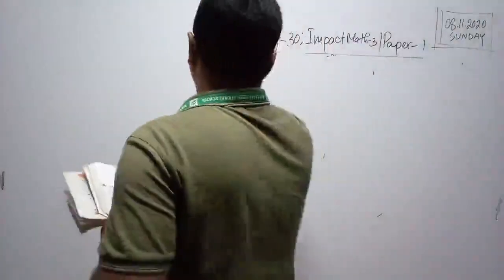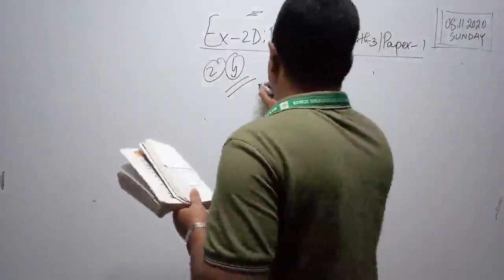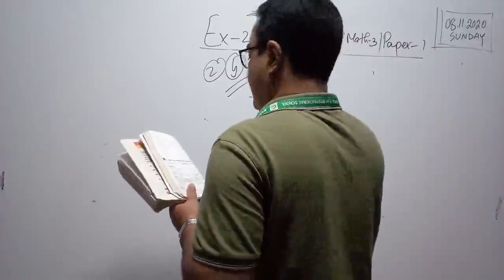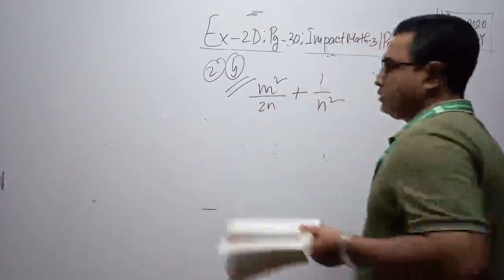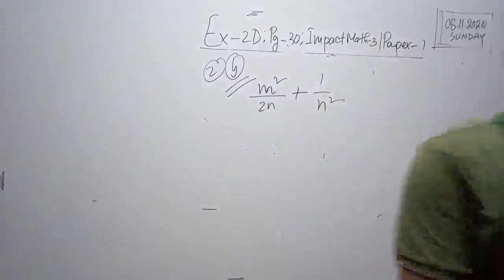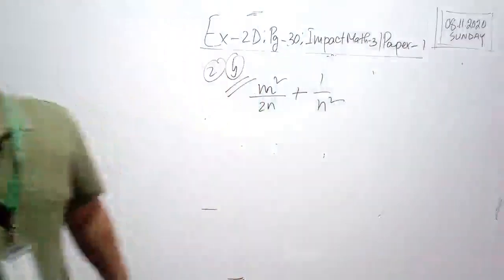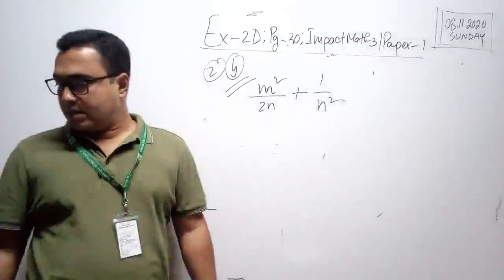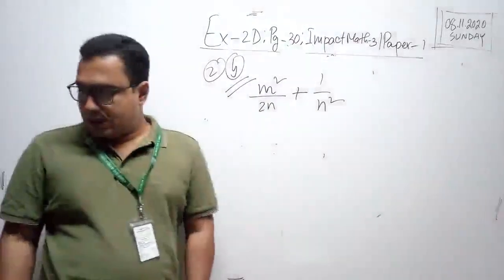Number 2b. n square divided by twice n plus 1 by n square. This is our math which we need to simplify. The second one is easier. I don't understand.